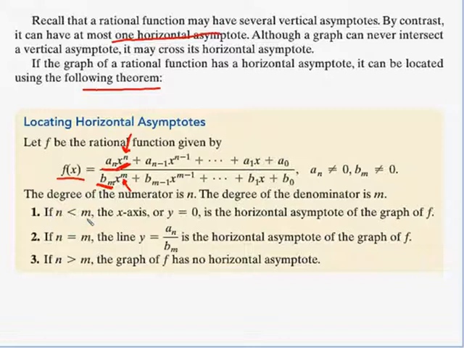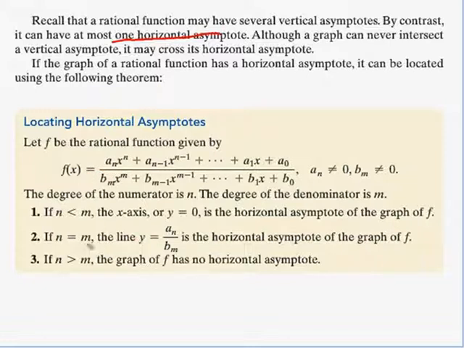If n is less than m, or if the numerator is of a lesser power, the x-axis, or y equals 0, is your horizontal asymptote. If the powers are the same, if n and m are both equal, then the line y equals a sub n over b sub m is the horizontal asymptote of the graph. Notice that is just the leading coefficients. A sub n is your numerator leading coefficient, b sub m is the denominator. You just make them into a fraction. That is your horizontal asymptote. Our last case scenario, if n is greater than m, if the numerator's power of x is more powerful, then you have no horizontal asymptote.